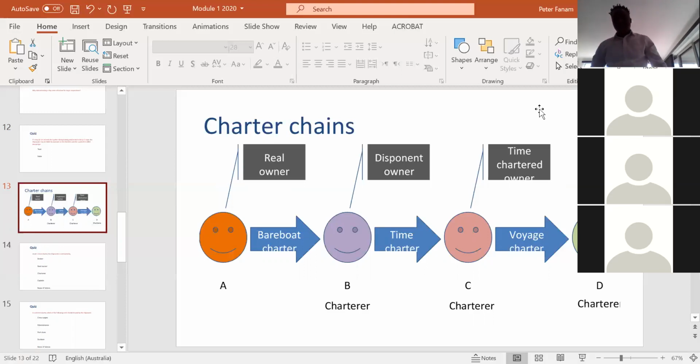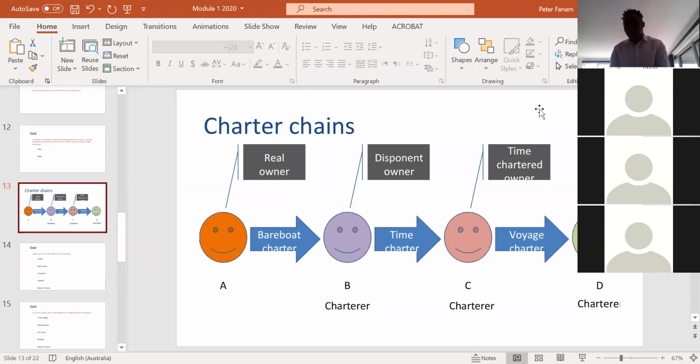Under a bareboat charter, a real owner is a person who invested in the vessel, built the vessel, and owns the vessel. That person, the real owner, may be owner A. Owner A hired or chartered the vessel under a bareboat charter to a bareboat charterer. This bareboat charterer might charter the vessel for 10 years, 15 years, 20 years, or whatever number of years. He is the charterer, and A, the real owner, is the owner of the vessel.